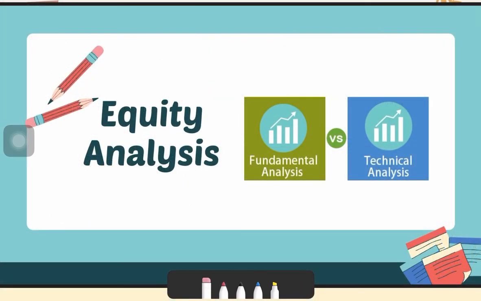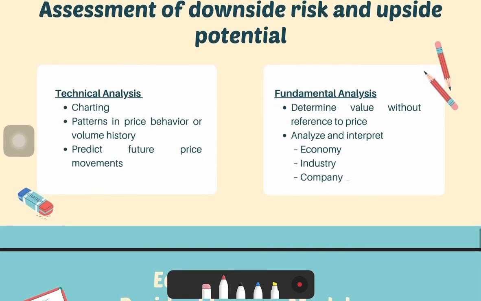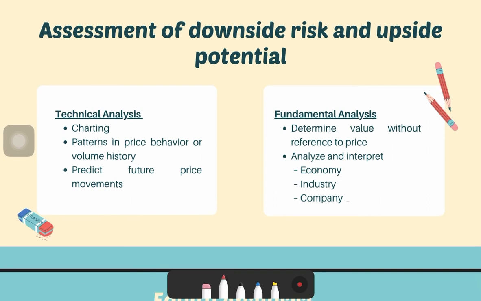Okay, now let's have a look at equity analysis. We have fundamental analysis versus technical analysis. Fundamental analysis involves analyzing a company's financial statement to determine the fair value or the intrinsic value of the stock. So we determine the value without reference to price. We calculate the intrinsic value, for example using a dividend discounted model. Other than that, fundamental analysts also analyze and interpret the economy by looking at economic indicators like the GDP, interest rate, inflation rate, unemployment rate, and so on.